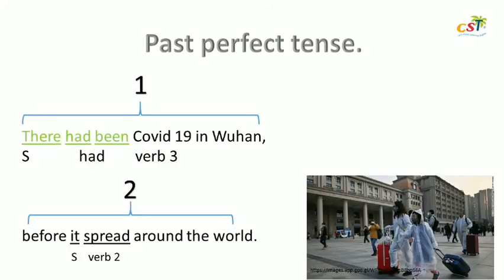Again, there had been COVID-19 in Wuhan. Nah, I'm sorry, I should put verb 3 below been. Subject, had, and verb 3. And then the second activity or the second sentence, you use subject and verb 2. Subject and verb 2. I hope that you remember them really well.